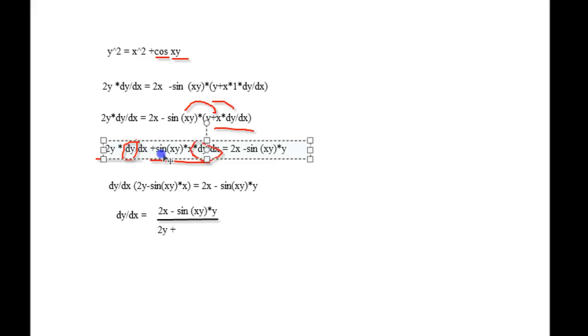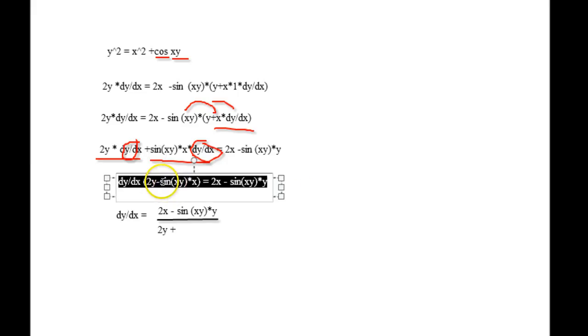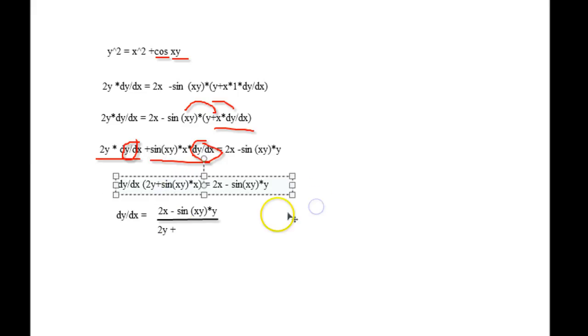Well, it should be plus. Somewhere I think I screwed up. Let's put a plus back here. There we go. And then right here, this should be a plus because I have to add it to the other side, so that's hugely important. Plus sine of xy times x.